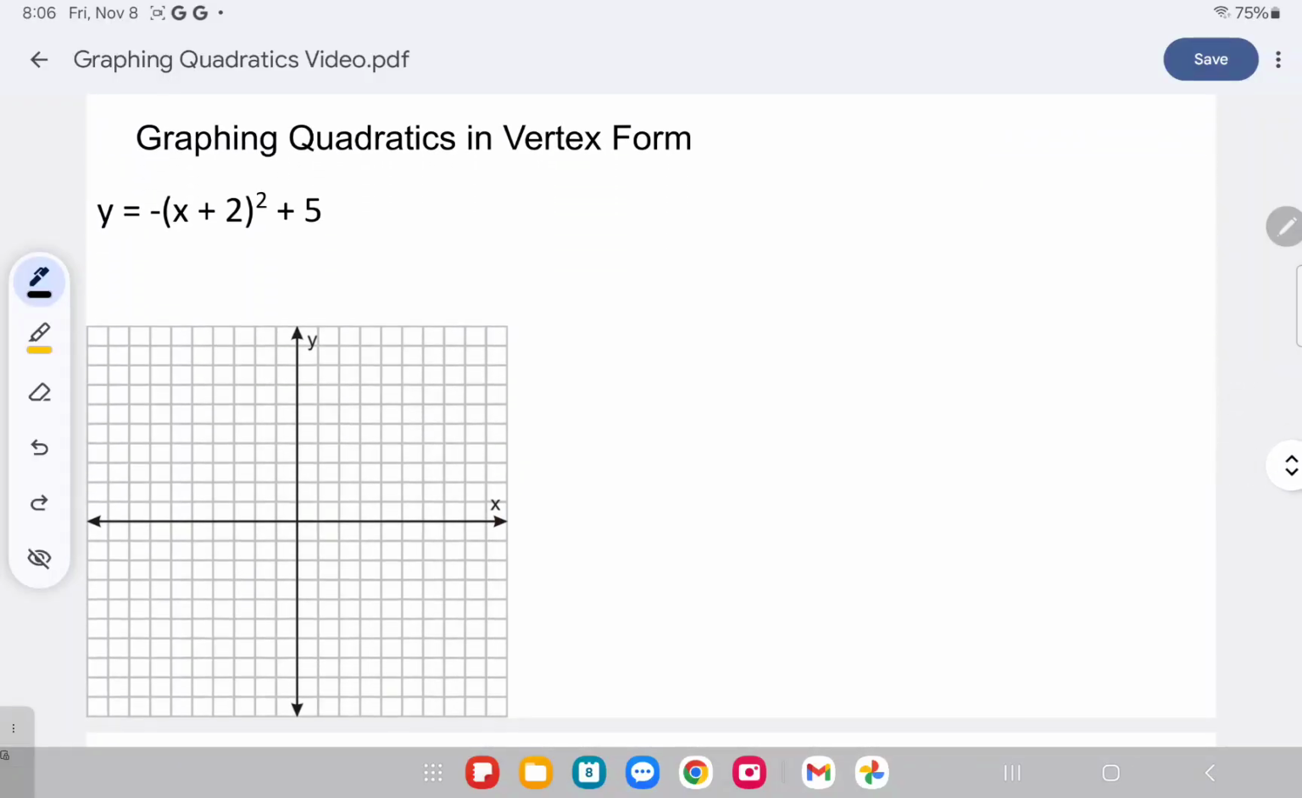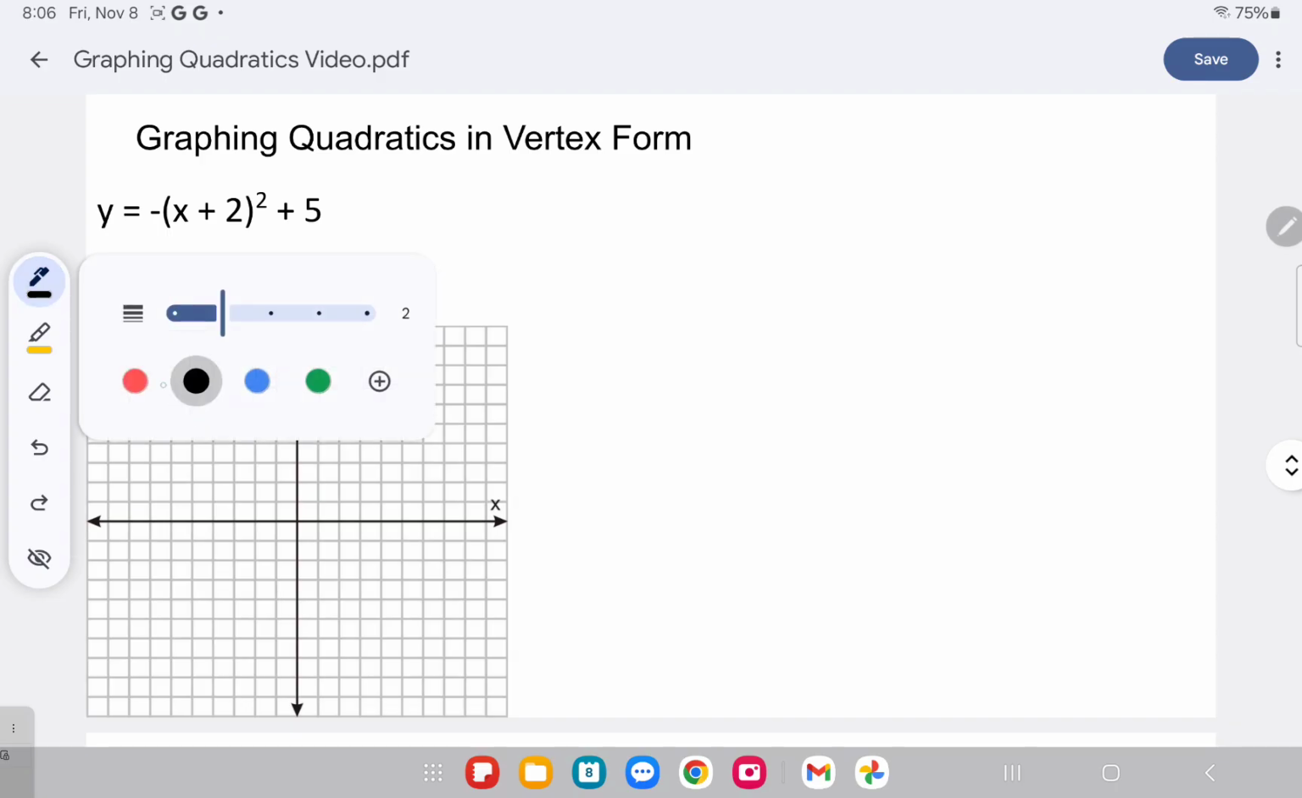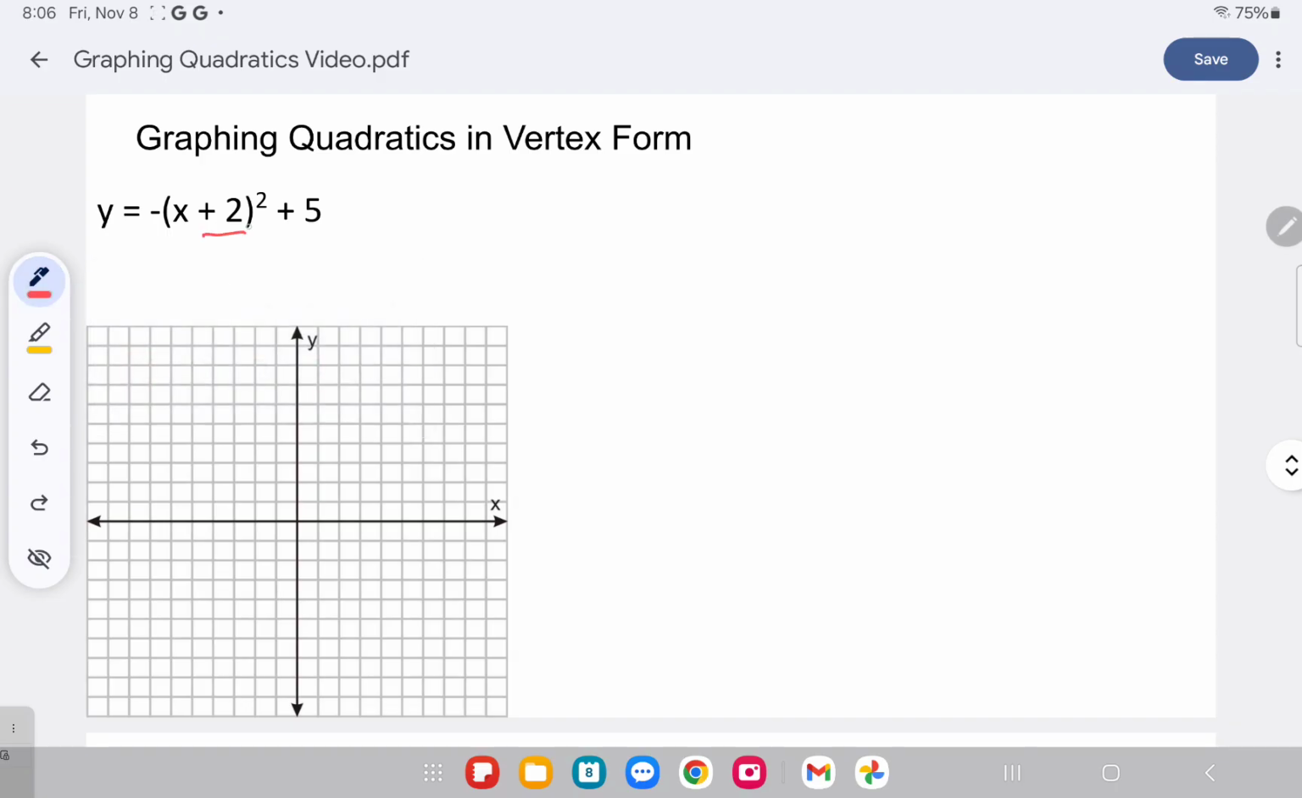All right, so now let's talk about how to graph in vertex form. So remember, vertex form, just by looking at it, we know what the vertex is. This plus 2 tells us that our graph is moving to the left 2, and this plus 5 tells us that it's moving up 5 from the parent function, which is normally at 0, 0. So our vertex is to the left 2 and up 5 from 0, 0, or negative 2, 5. And if our vertex is at negative 2, 5, that means our axis of symmetry is at x equals negative 2.